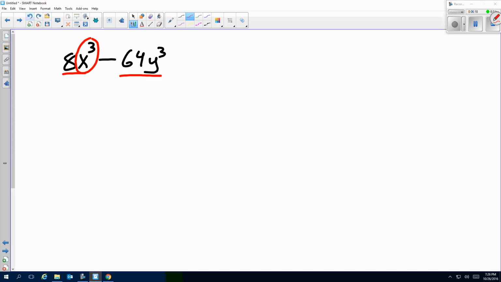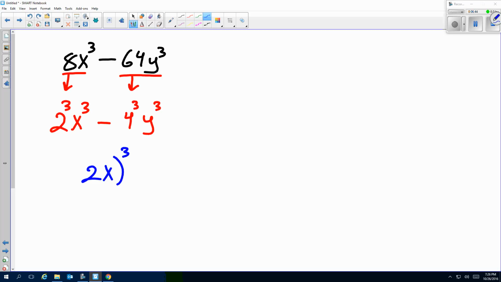Well, I don't like that. I like to share 3's. Let's talk. 8. Well, we just talked about 8 not too long ago. It's really 2 cubed, x. And 64, we haven't talked about it yet, but if you know it, it's 4 cubed, and then y cubed. Well, since they both have a cube, we can rewrite these as (2x) cubed minus (4y) cubed.